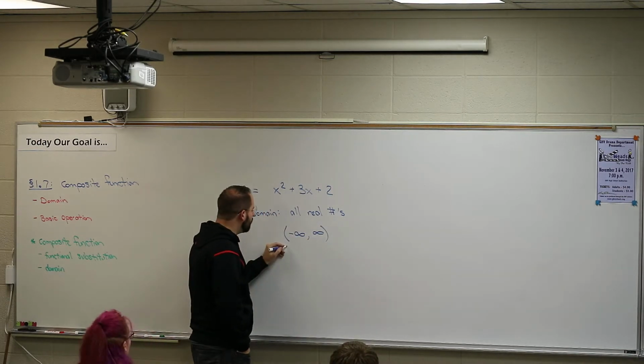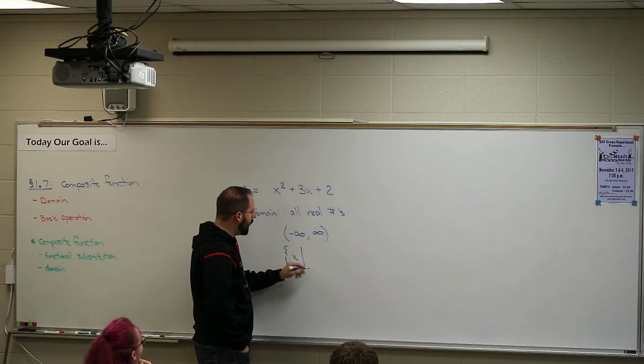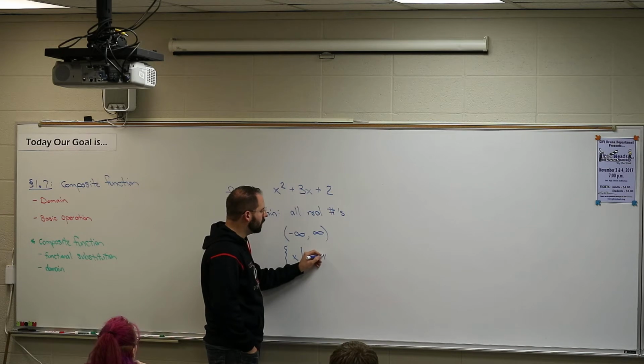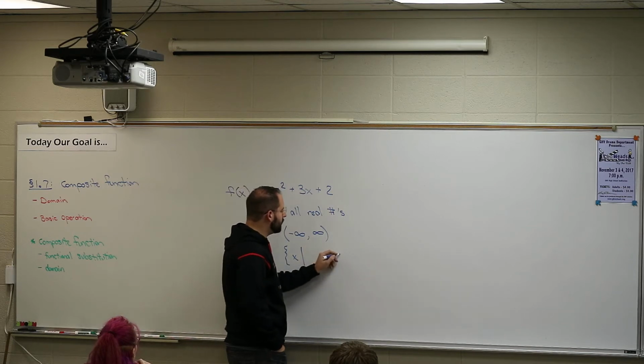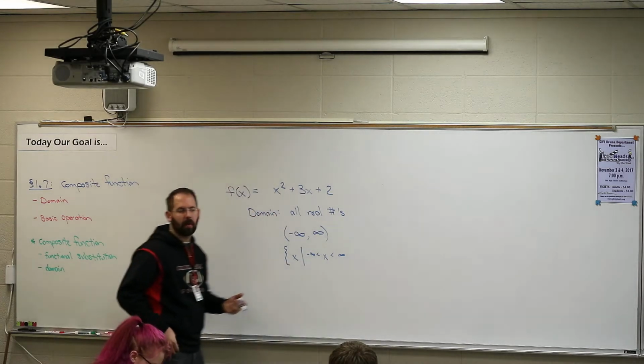You could do the set builder notation, which is like you define x, and this is x is all numbers less than infinity and greater than negative infinity. You could write it like that, right?